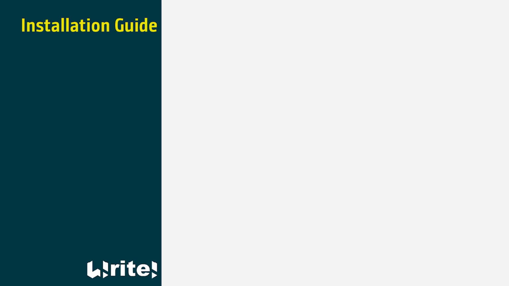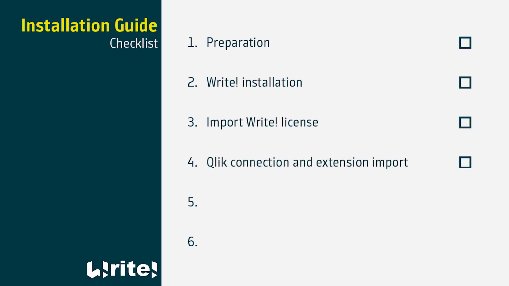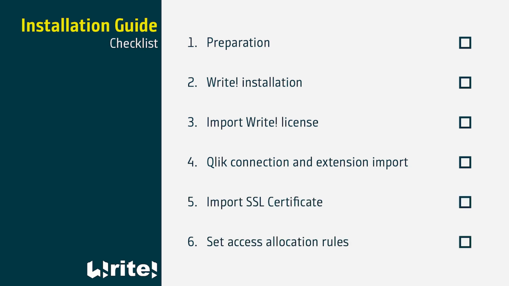I will show you how to install and configure RITE and how to establish the Qlik connection. 6 main steps are needed to set up RITE correctly. First is to make sure you have all necessary things together for this process. Step 2 is the RITE installation, leading to the RITE license import and configuration of the Qlik connection. And lastly, you need to import your SSL certificate and set at least one access allocation rule.